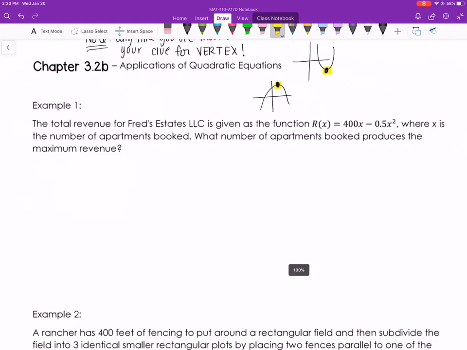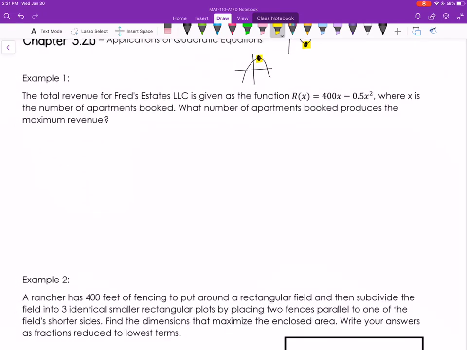So here's my first example. It says that the total revenue for Fred's Estate LLC is given by this function, where X is the total number of apartments booked. So that matters, what X means. What number of apartments booked produces the maximum revenue? Okay, so I have a function, R of X, and I want to know how many apartments I need in order to maximize my profit, what any good business should be asking. So, X is the number of apartments, which is what I'm maximizing.